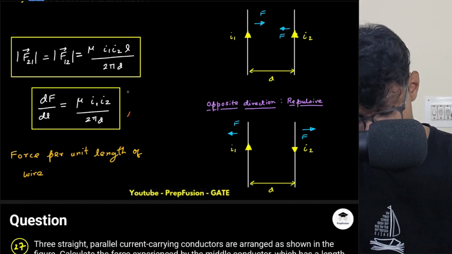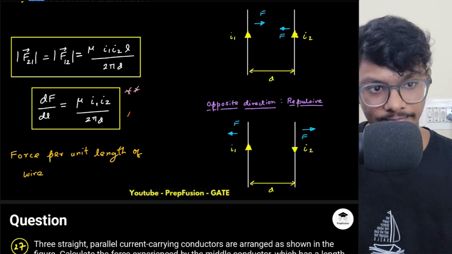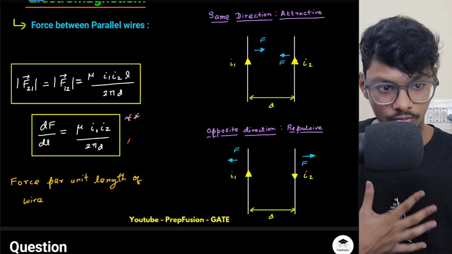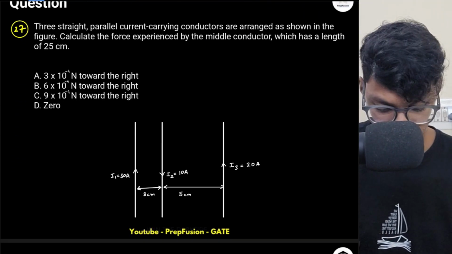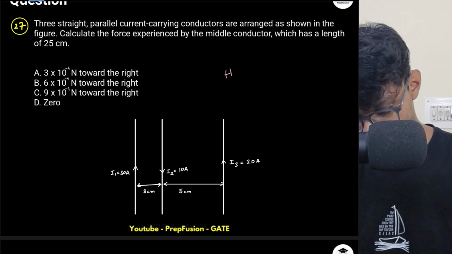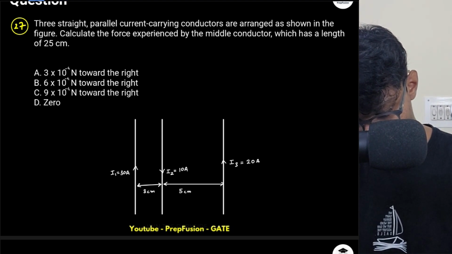Sometimes this can get asked in the question, so you should know what this parameter means, force per unit length. That is one point I wanted to leave you with. There are a few things. This I wanted to give you as homework. You try this on yourself, and in the next lecture I will solve this particular question.